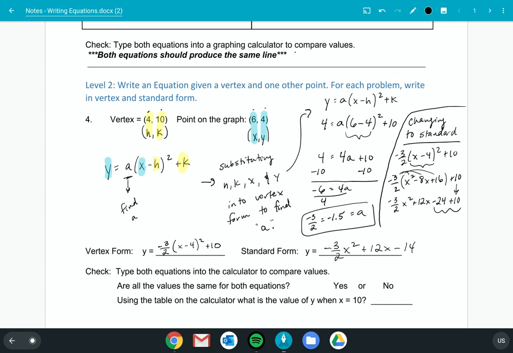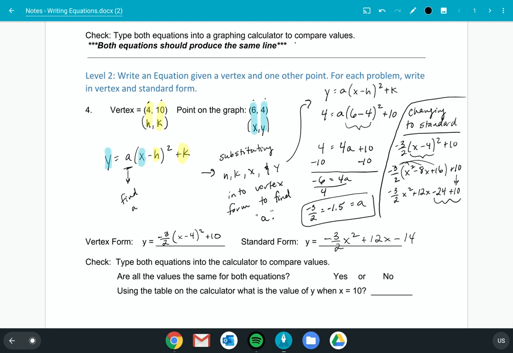So really, the second part that I just did in standard form, I went a little quicker because it's something that we've already discussed. So I spent most of the time and most of my space working out the new thing for today, which is finding that vertex form using the h, k, x, and y. Now, like I said, one thing we always want to do is to check by typing both of our equations into the calculator and comparing the values.